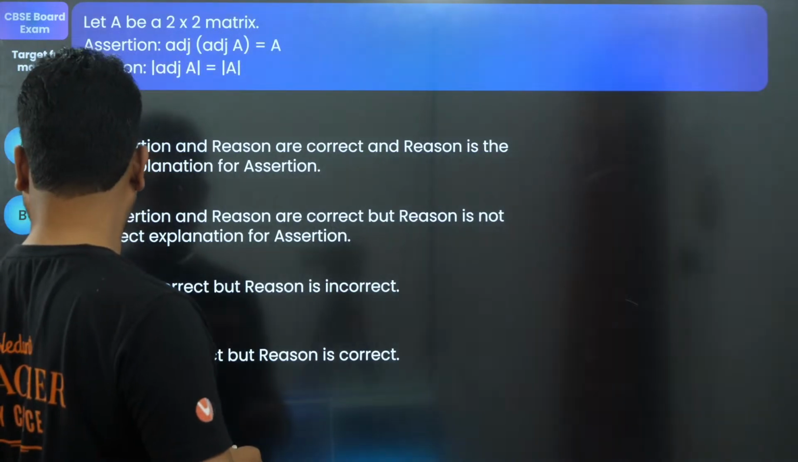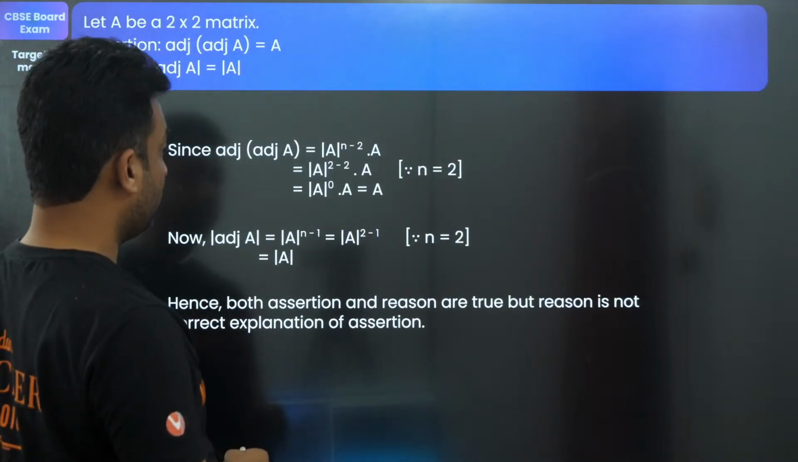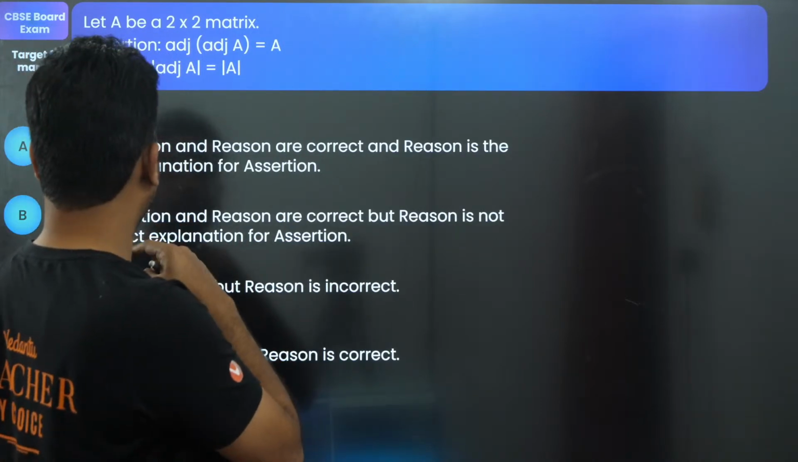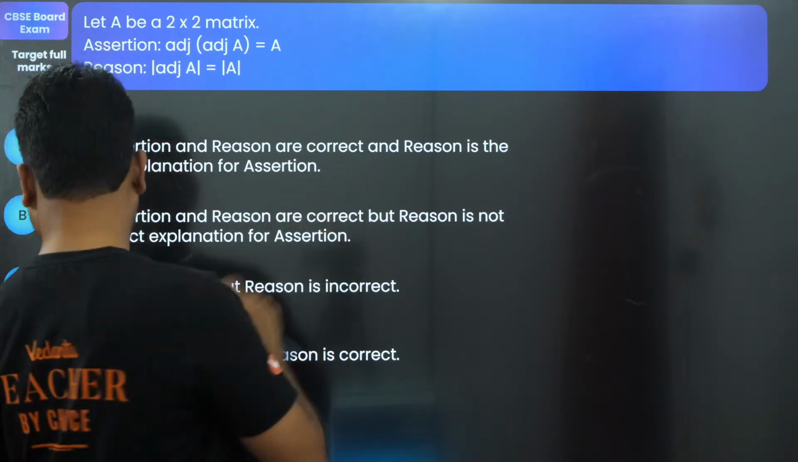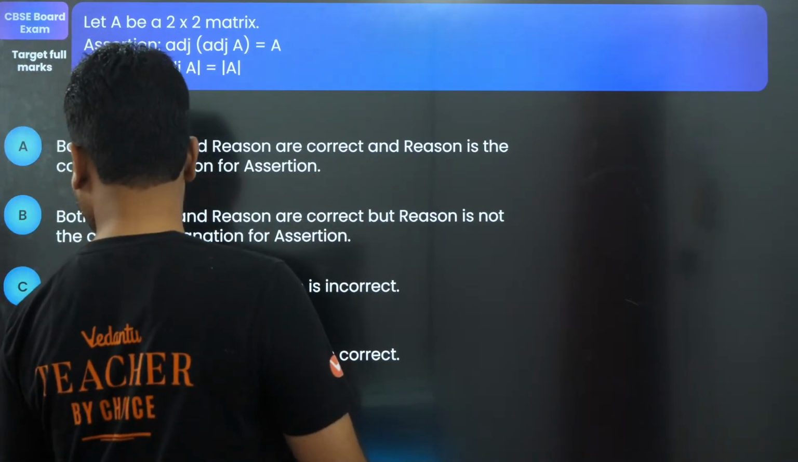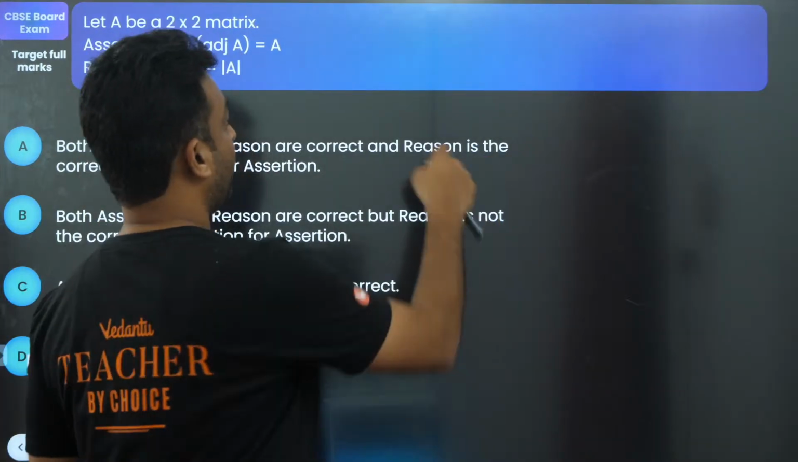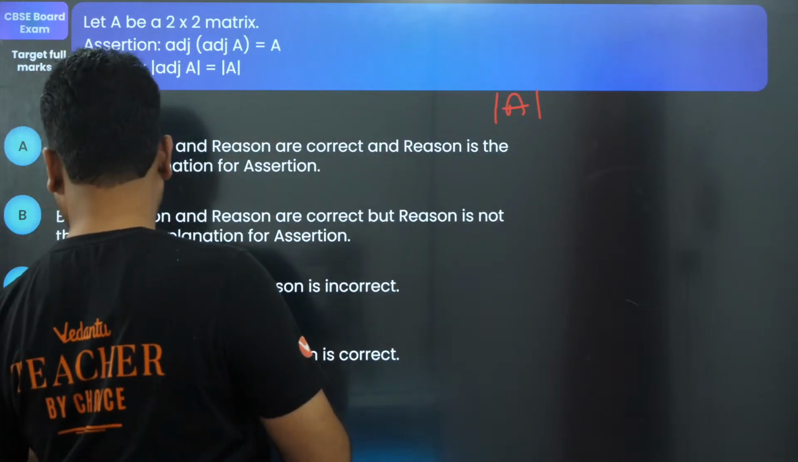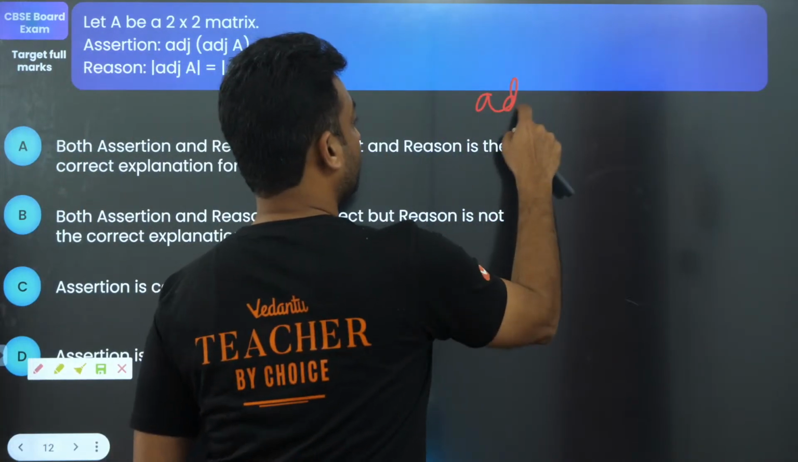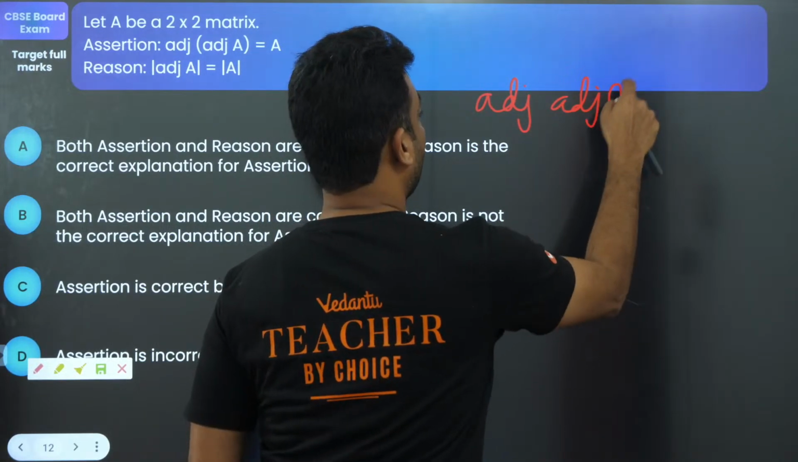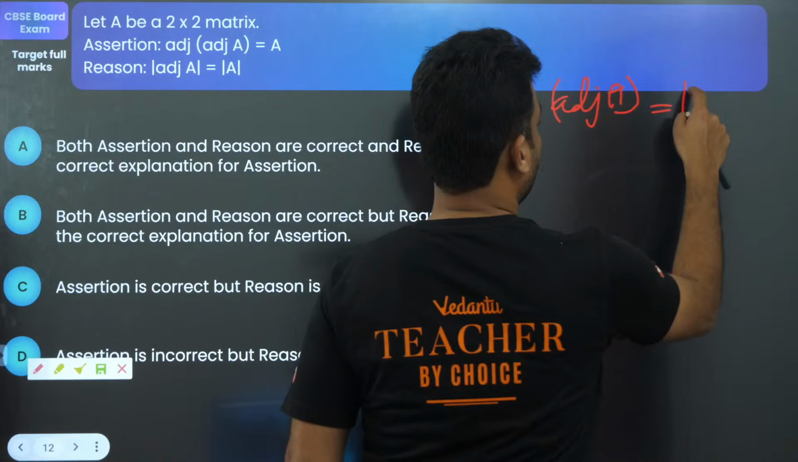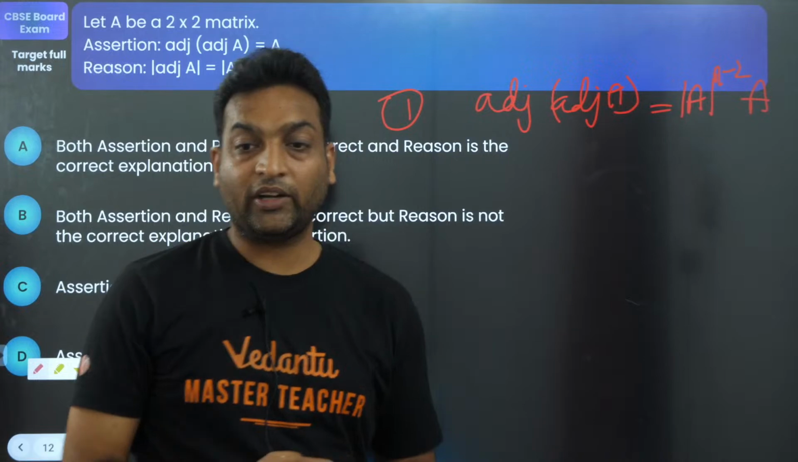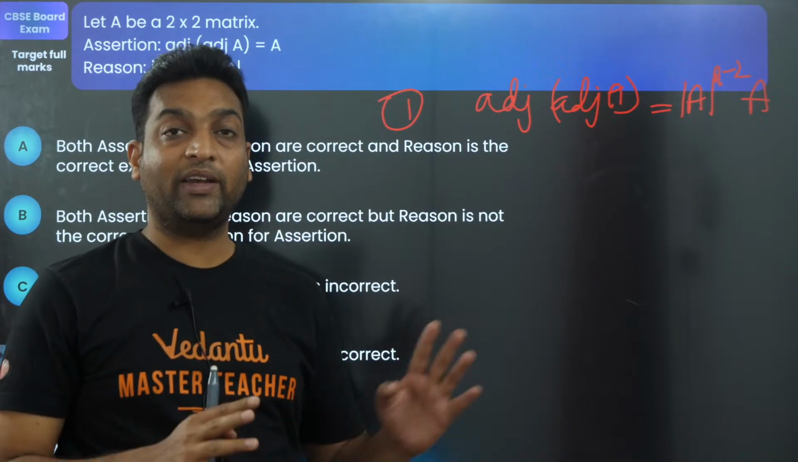रुको रुको रुको, ये तो कुछ गड़बड़ हो गई. Some error happened. Wait. Assertion तो correct है. Determine adjoint of adjoint. Let me do again. क्या कर रहा हूं मैं? It is determinant a raised to power n minus 2 into a. Adjoint of adjoint is determinant a raised to power n minus 2 into a.